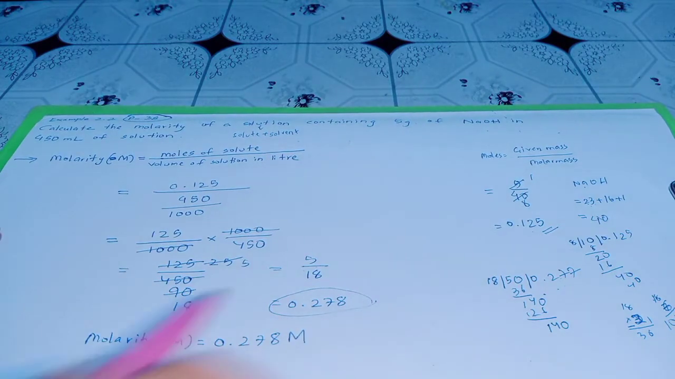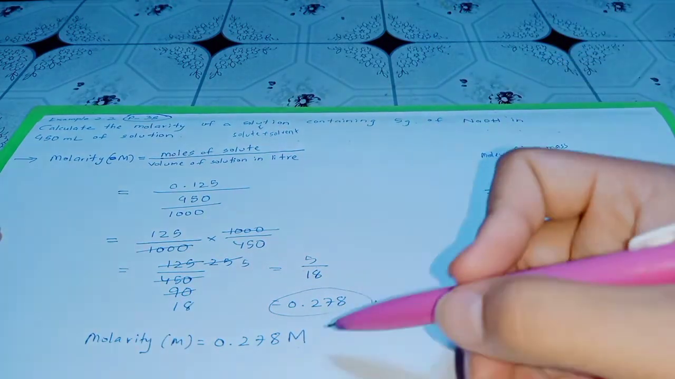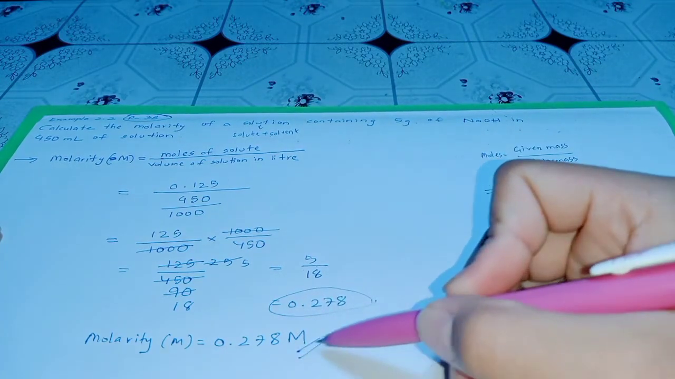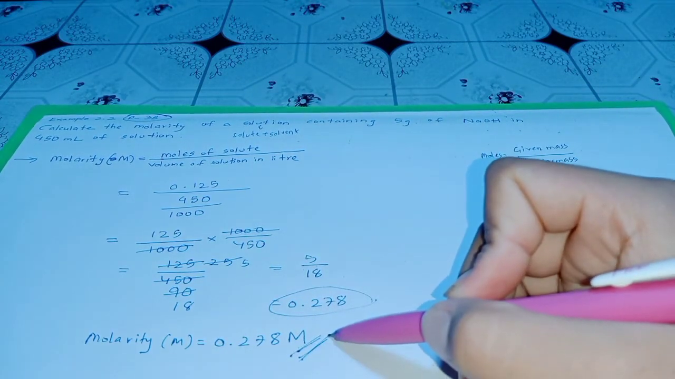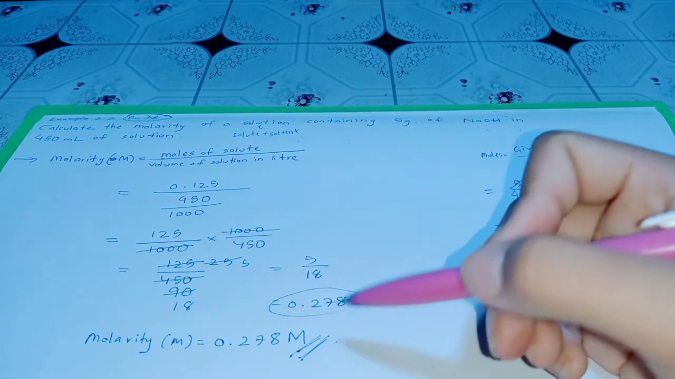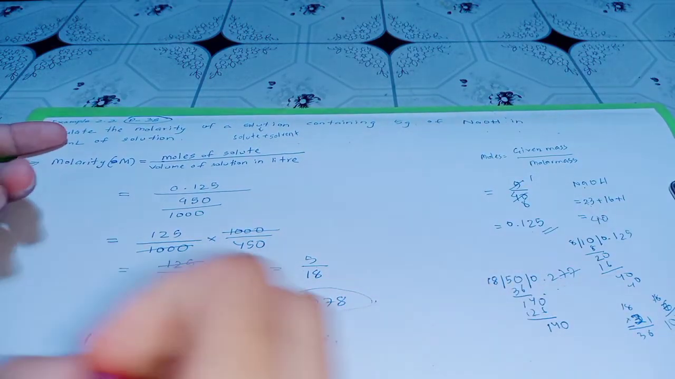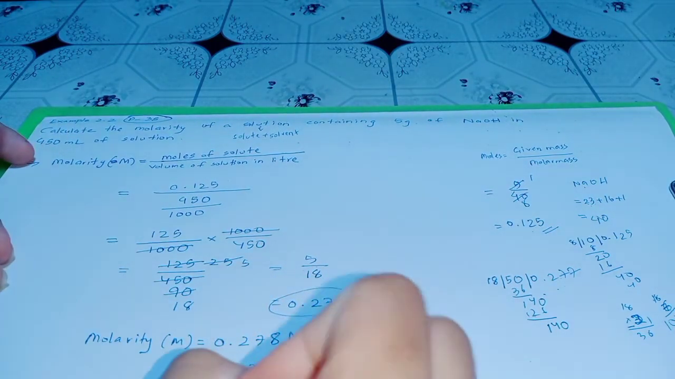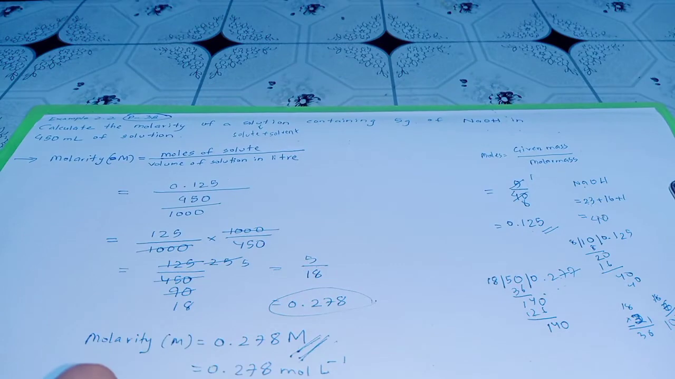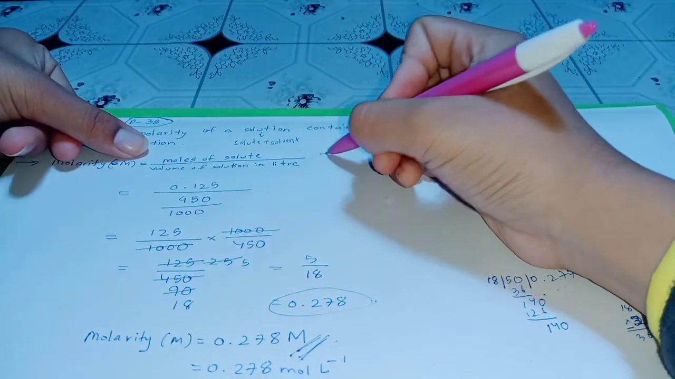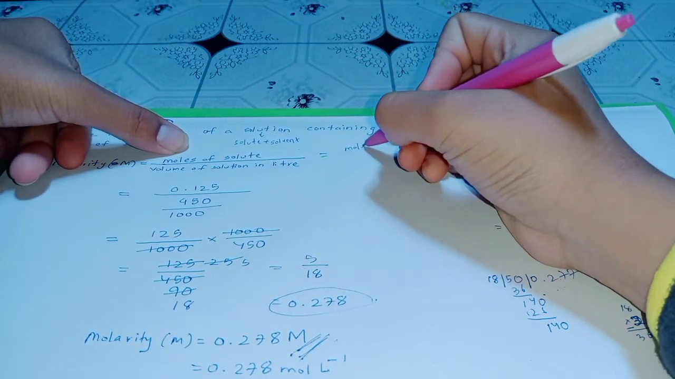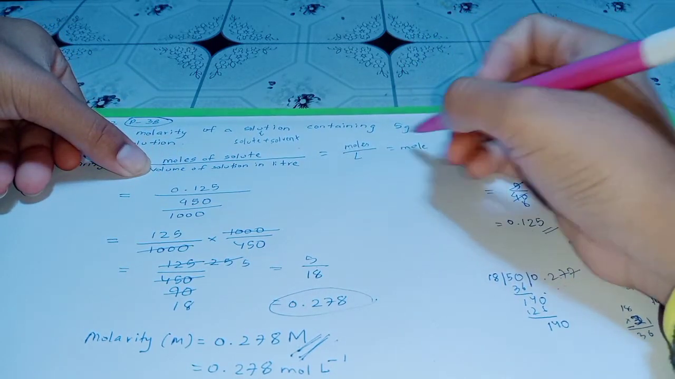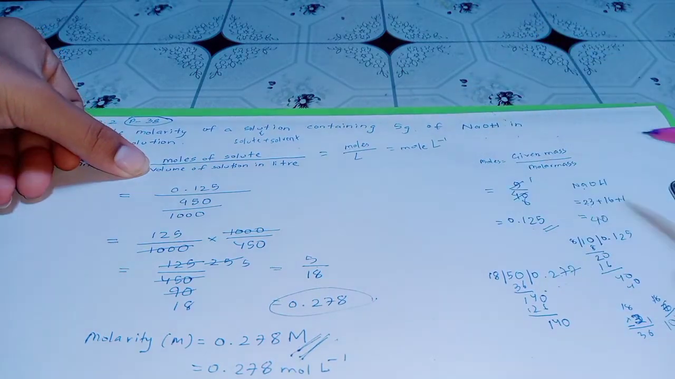Before, in mole fraction, we don't put any unit, right? But for molarity you always need to end with this unit. Or if you want to make it longer, then you can write 0.278 mole liter inverse. Why mole liter inverse? Because you can see from here, this one will be moles, and liter is in the denominator, so we write mole and liter inverse.